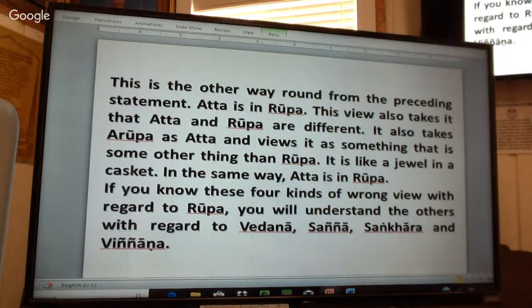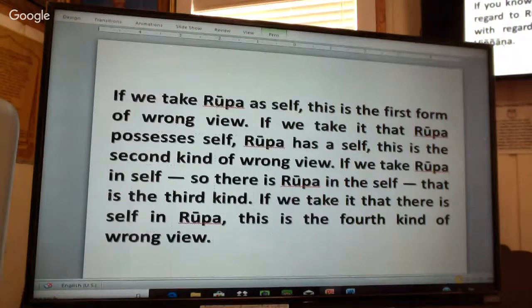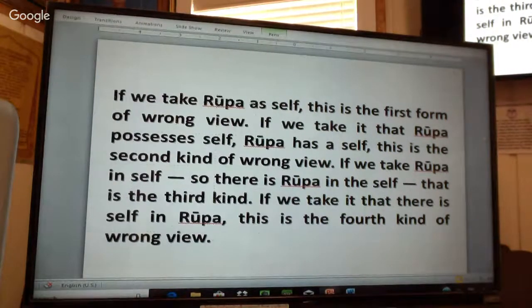So mostly, I think, in Vijnana, many people have a soul theory. Attavariparana is strongly in the mind, consciousness. If we take rupa as a soul or self, this is the first kind of round view. Because soul and rupa, soul and feeling, soul and perception, soul and mental formation, soul and consciousness are the same. The first kind of round view, attavariparana.